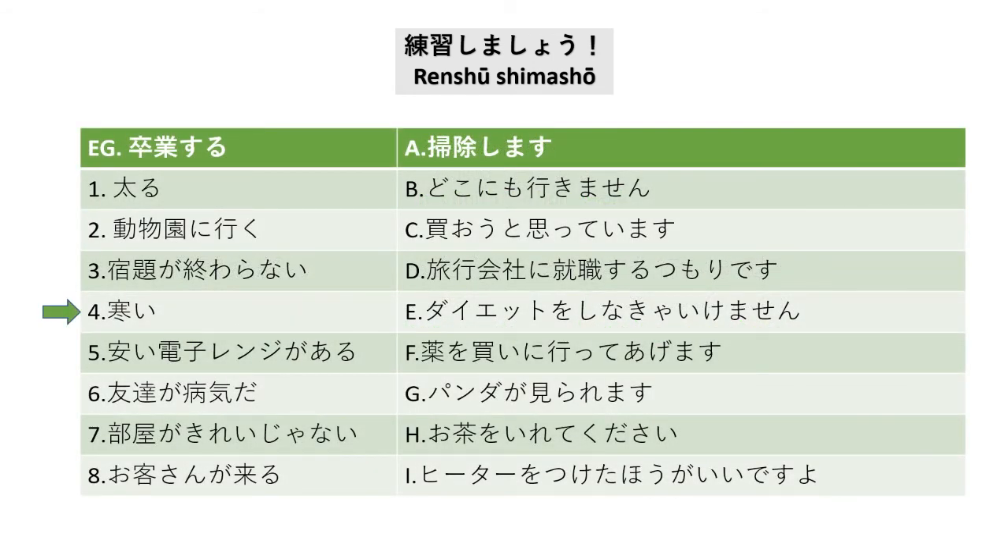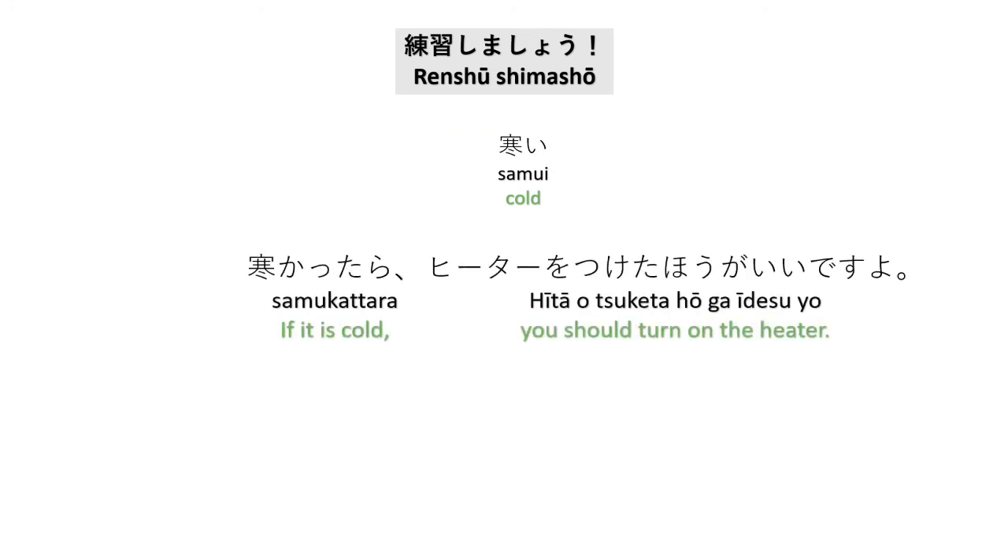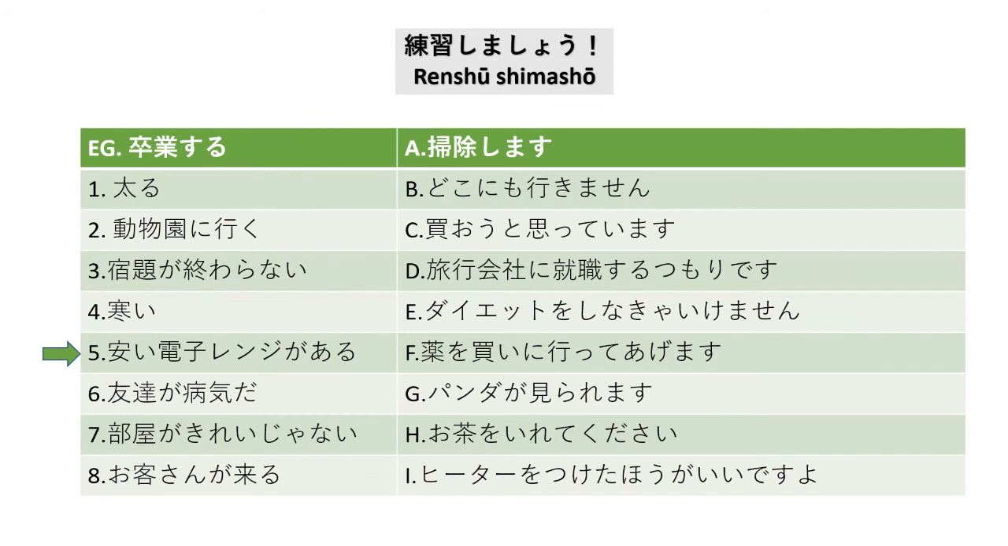Next, we have samui. Its partner is hita o tsuketa hou ga ii desu yo. So, to turn on the heater or to increase the heater. Samui. Samukattara. If it is cold, samukattara, hita o tsuketa hou ga ii desu yo. You should turn on the heater.